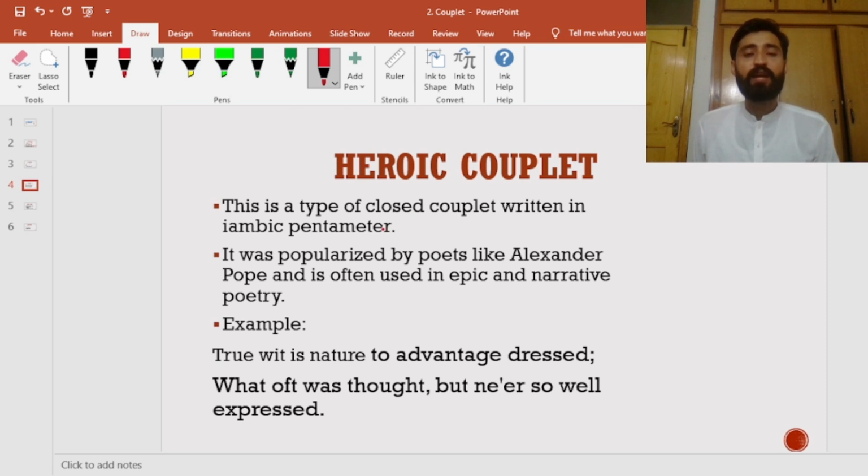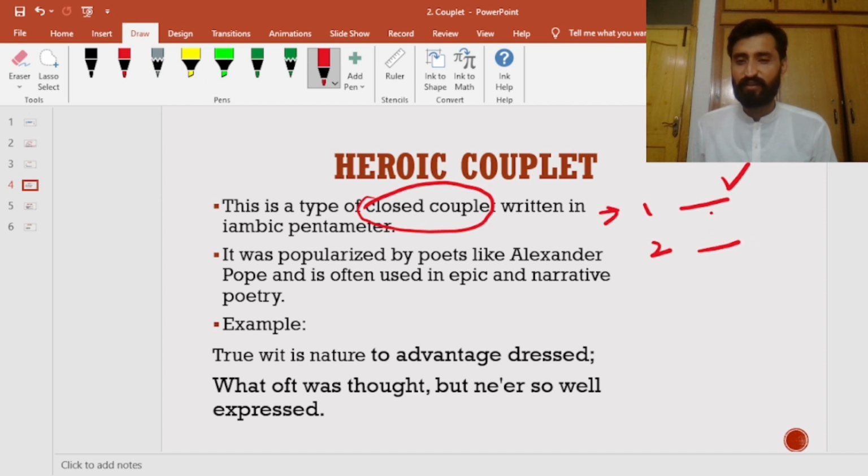This is a type of closed couplet written in iambic pentameter. So it is one of the types of closed couplet. We know that a closed couplet has two lines, each line is independent, there is no link between them, and together they provide a complete thought. So now let's look at the heroic couplet. It was popularized by poets like Alexander Pope and is often used in epic and narrative poetry.